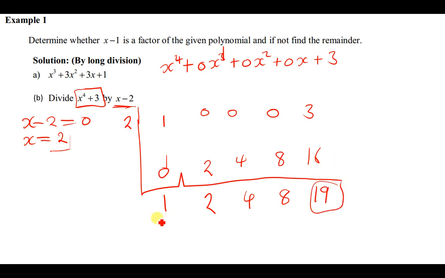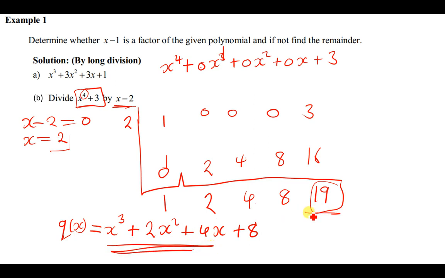So the quotient that we have found is simply q of x. Look here, we have x to the power 4, so the first one will be x to the power 3. Then we have the coefficient of 2, the coefficient of x squared, followed by the coefficient of x, and then the constant at the end there. So this is the quotient, and the remainder is 19.